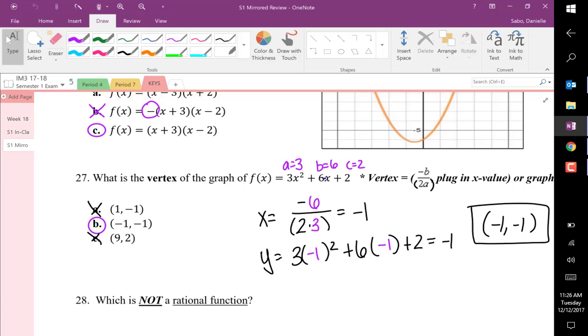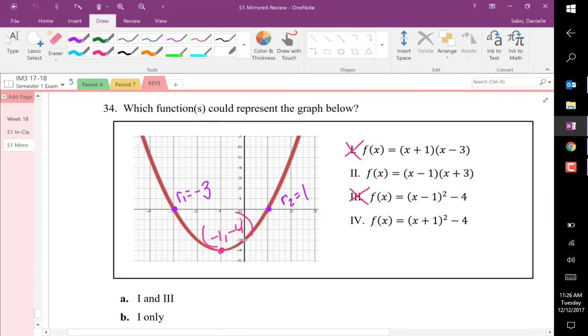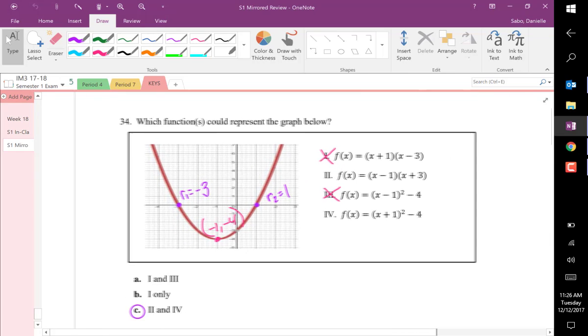Yes, but, well, the majority of the time, if you look here, the only option that has -1 is... Okay, then 34. This is probably one of the tougher ones of the whole final exam.